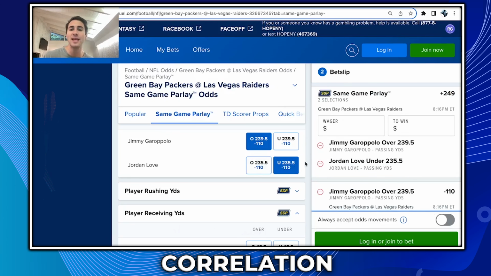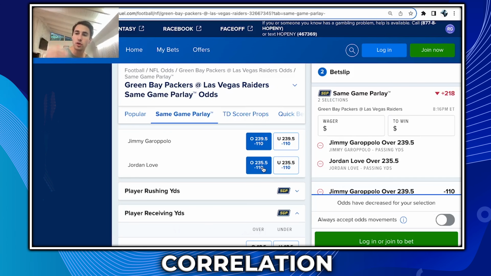So what does this mean? This means taking quarterbacks on opposing teams both to go over is positively correlated, right? FanDuel has the same odds on Jordan Love, his over and his under. Both are minus 110. But if I switch from the under to the over, they reduce the payout to plus 218, which means these plays are positively correlated.